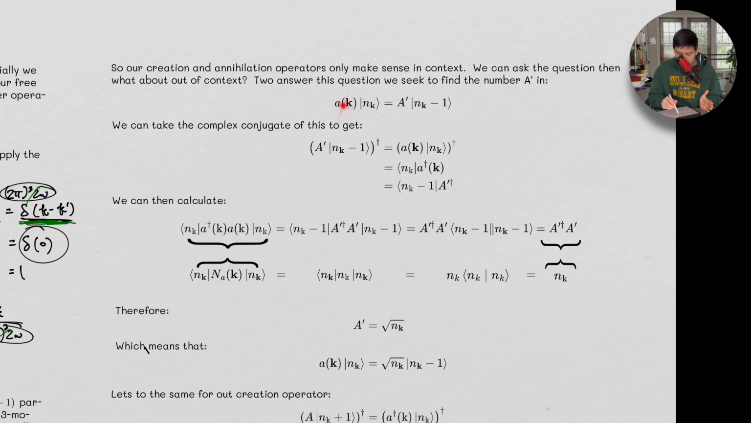If we're operating a_k on |n>, that's going to take us to one less energy state, or one less particle state. Is there some normalization factor out front that we're going to need to put out here? We could take the complex conjugate of this to get this. So this process is how we want to find A prime.